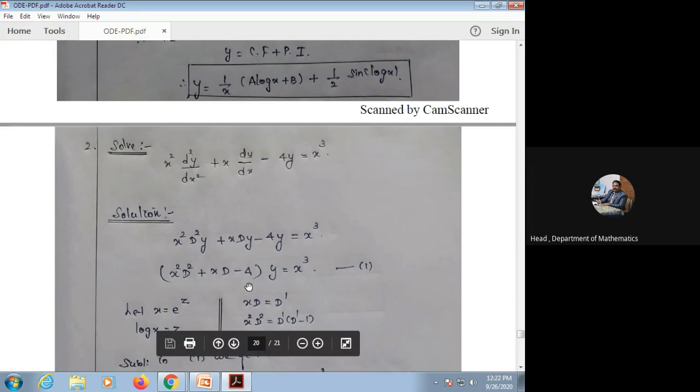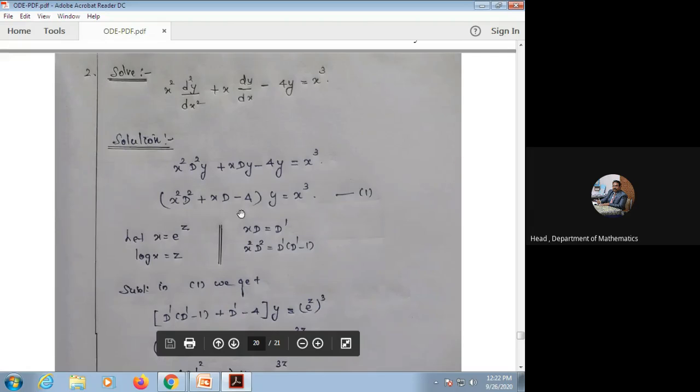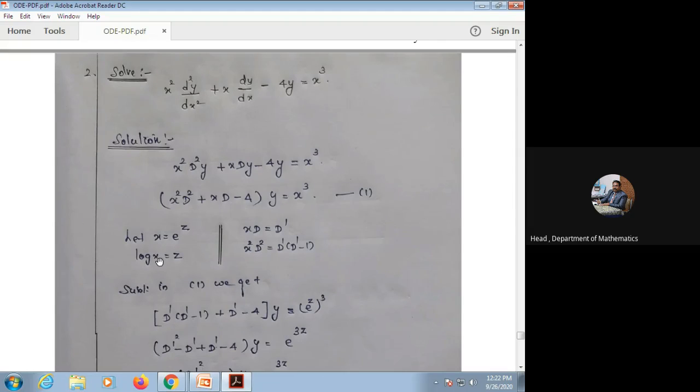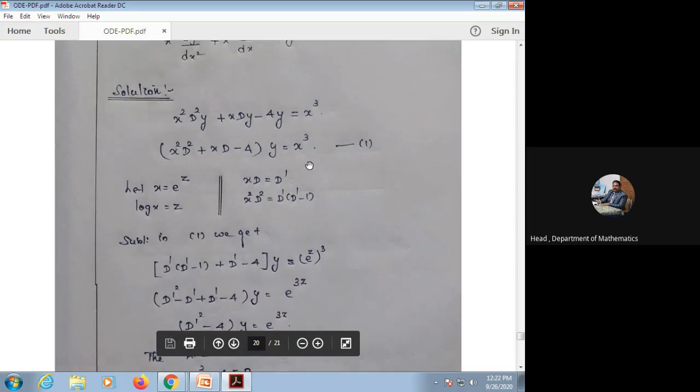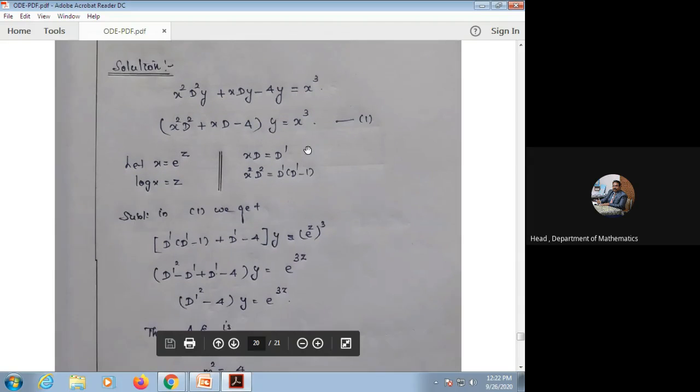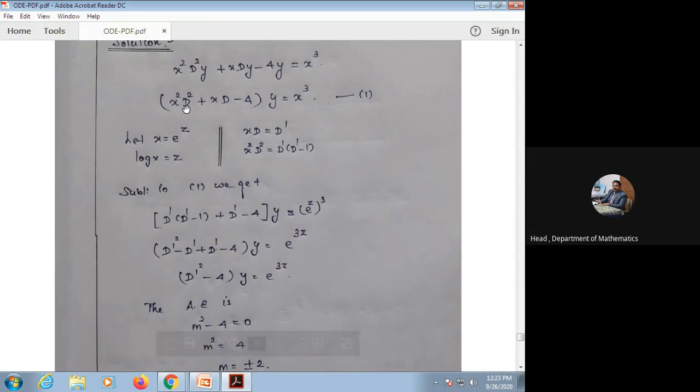Therefore, taking y as common, we get this equation 1. This is a variable coefficient term. Now, to change it to ordinary form, put x equal to e power z, and taking log on both sides, we get log x equals z. Then x D equals D dash and x square D square equals D dash into D dash minus 1. How do we replace these values? Substitute in equation 1.